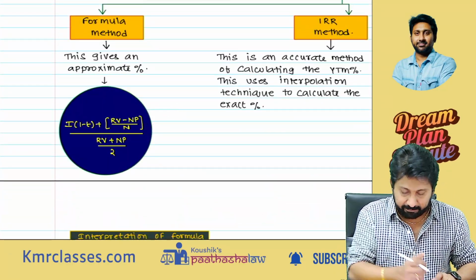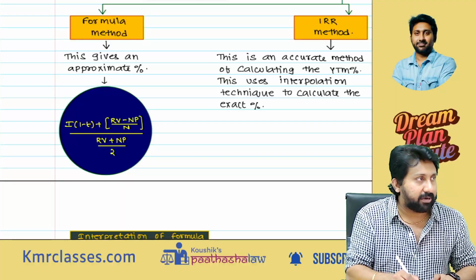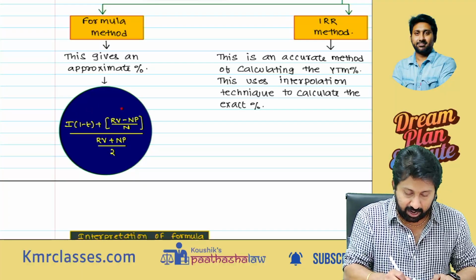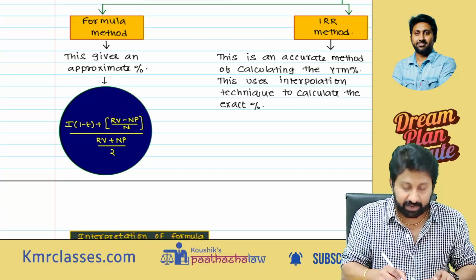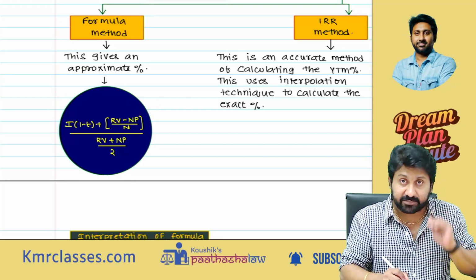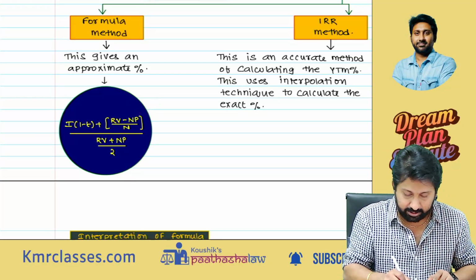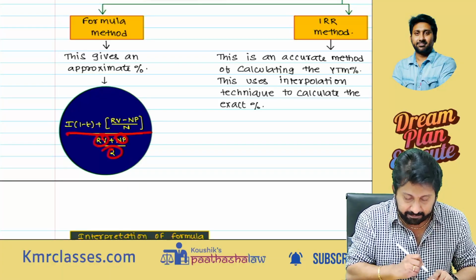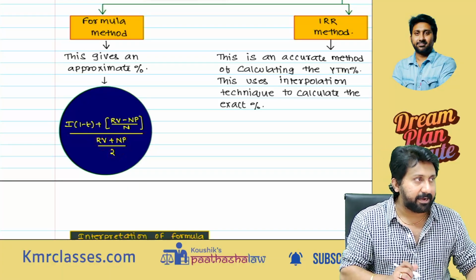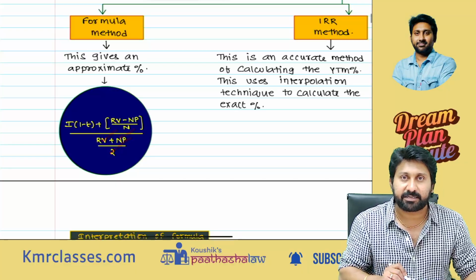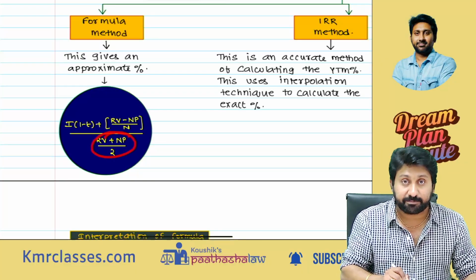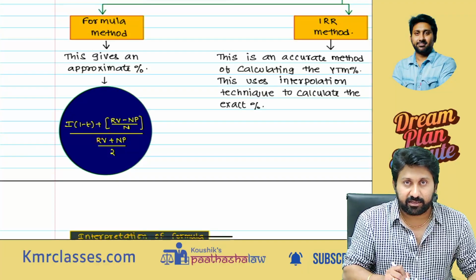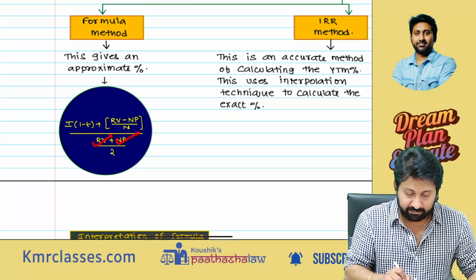YTM concept, very important. YTM uses the formula: I into (1 minus T), interest into (1 minus T), T being tax, plus RV, meaning redemption value, minus NP, net purchase price or net proceeds when you buy, divided by N, the life, whole divided by (RV plus NP) divided by 2, that is redemption value plus net purchase price divided by 2. This is called the average price, because we will buy at NP, we will sell at RV.